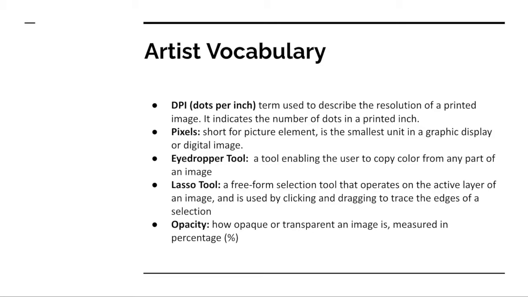The vocabulary that we're focusing on is DPI or dots per inch, pixels, the eyedropper tool, the lasso tool, and opacity. So I chose a mix of some digital media focused vocab and art vocab because I feel like a lot of these are very important to understand when you're working with digital media. And if you don't know what anything means in the program, then it's going to be hard for you to fully take advantage of the program.